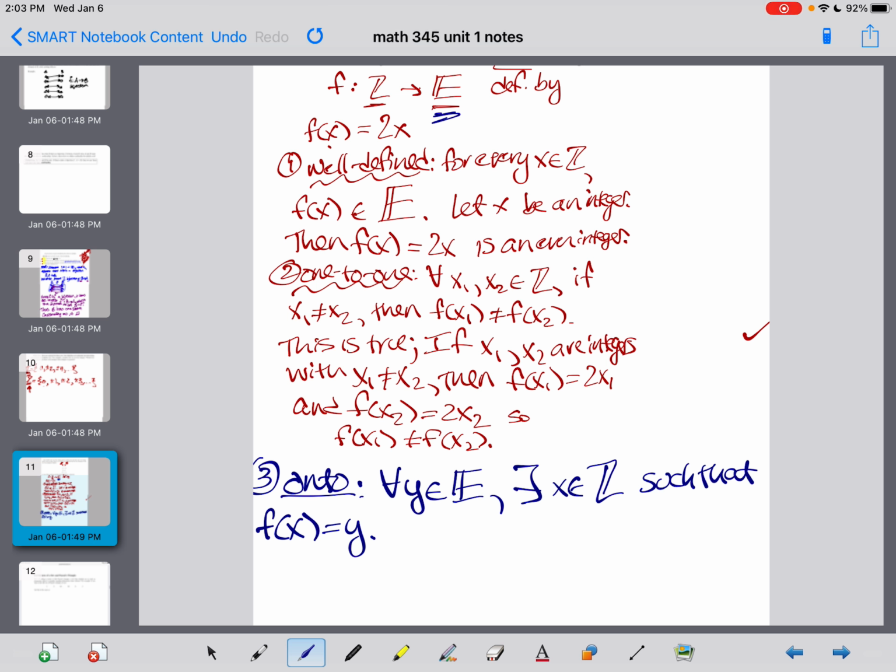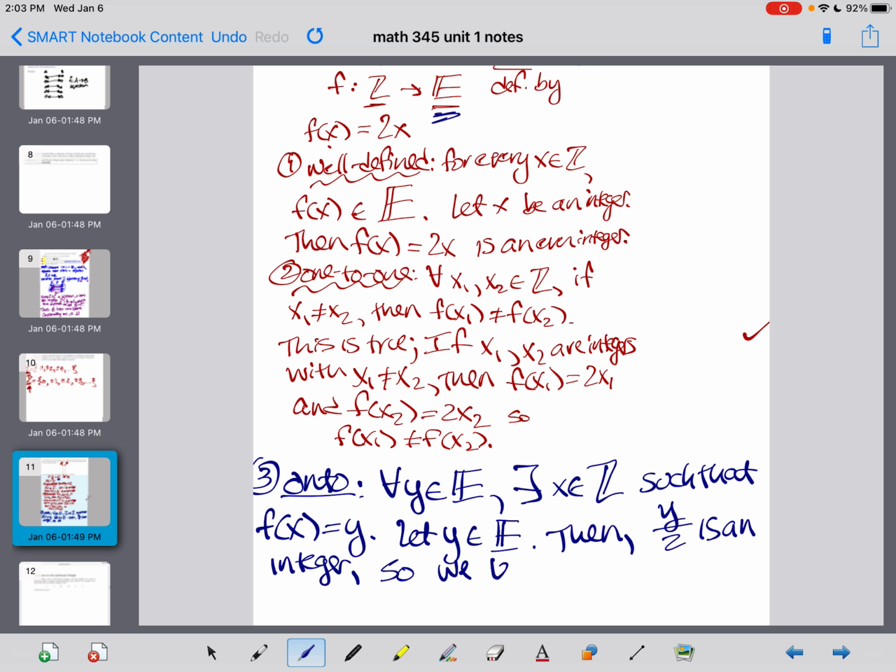So if you hand me an even integer, I can figure out what integer is going to map to it. And I can, right? Hand me any even integer like 12, well, 6 is going to map to it. Hand me an even integer like 22, and 11 is going to map to it. In fact, I can figure out what number is going to map to it by just taking that even integer and dividing it by 2. Okay, so let's let y be an even integer. Then it's even, which means y over 2 is an integer. You can divide it by 2 and you'll still have an integer. And so we let the x that we're looking for in the domain just be that y value over 2.